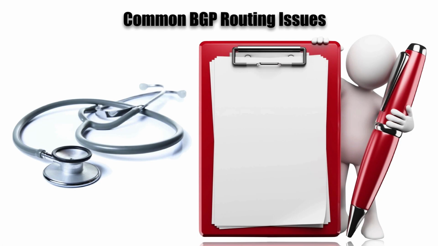Let's now consider some common BGP routing issues. Some of these routing issues are similar to those that we had with OSPF and EIGRP. For example, we might have an incorrect network statement. Let's double check to make sure that we've entered the network statement correctly. Let's make sure we haven't transposed a couple of numbers in the IP address, as an example.